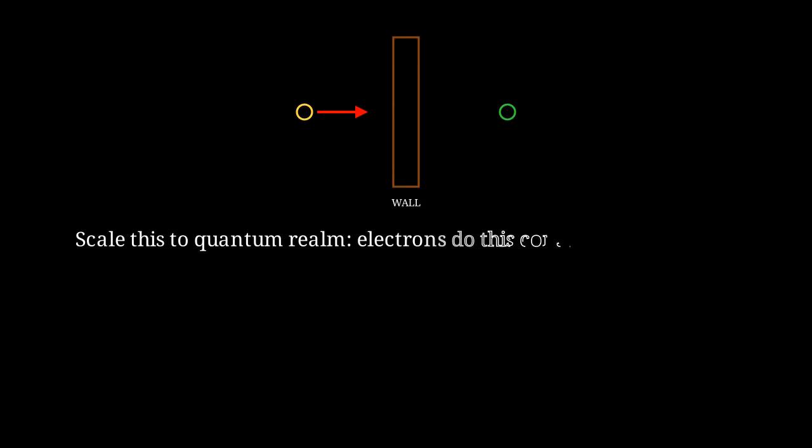Now scale this down to the quantum realm of electrons and nanometer barriers. Electrons perform this magic trick constantly, trillions of times per second in your devices. It's not magic, it's quantum physics. The wave-like nature of matter makes this behavior completely natural at atomic scales.